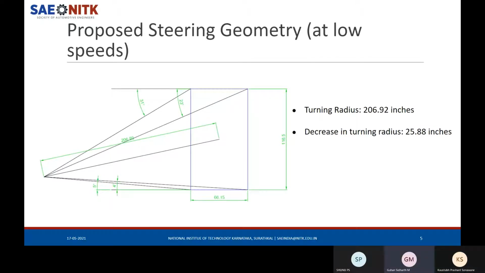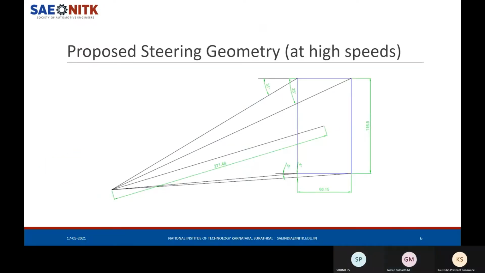Coming to the proposed steering geometry at low speeds, that is at speeds less than 60 km/h, we introduce a limited rear wheel turning of maximum 5 degrees. With such a geometry, we get a turning radius of 206.92 inches, which is 25.88 inches less than the original turning radius.